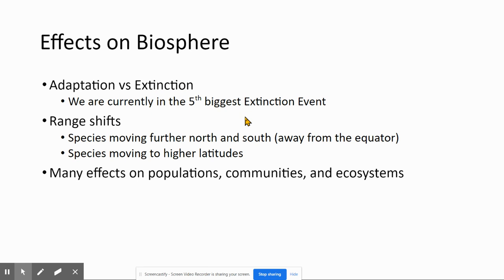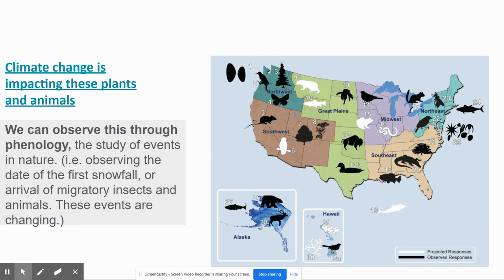We're currently in the fifth biggest extinction event. So there's lots of range shifts. Species are moving further north because it's getting warmer, and species are moving to higher latitudes because it's getting warmer. And this includes invasive species. So climate change is basically going to affect a lot of plants and animals, and particularly things that migrate. It's affecting migration patterns. So all of these animals in black are affected.